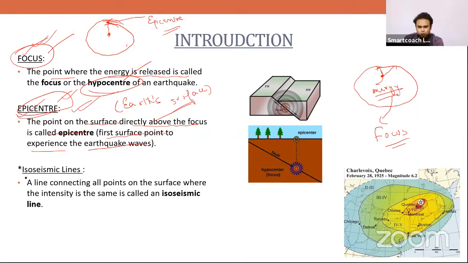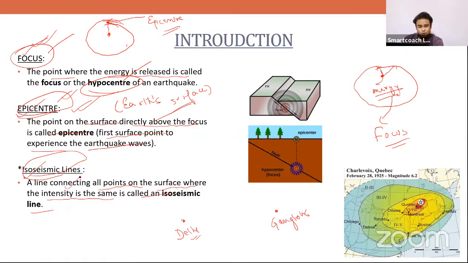Now let us understand what isoseismic lines are. This is very, very important. So let us define what an isoseismic line is. It is a line connecting all the points on the surface where the intensity is the same. For example, if I consider two places, suppose I consider Delhi in your Northwest India, and suppose I consider Gangtok.